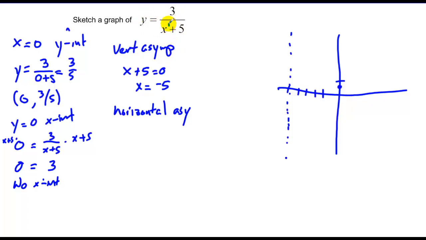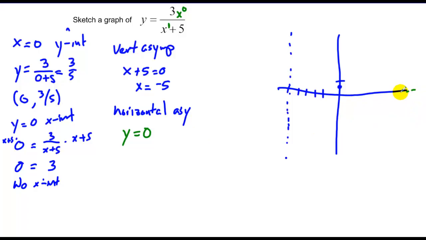My degree in my denominator is 1. There is no x term here, but there actually is. It's x to the 0 power. Anything to the 0 power is 1. So indeed, my degree of the numerator is less than the degree of the denominator. Therefore, the horizontal asymptote is y equals 0.